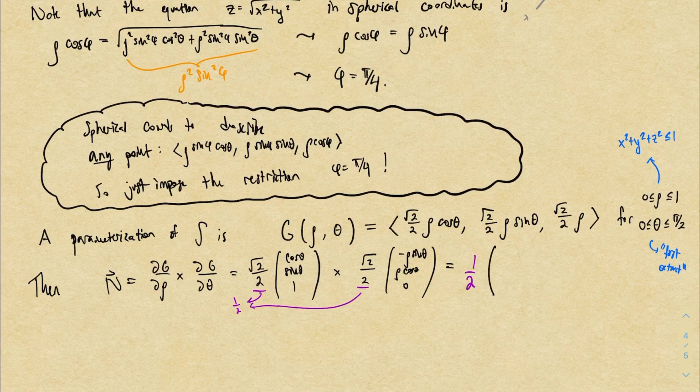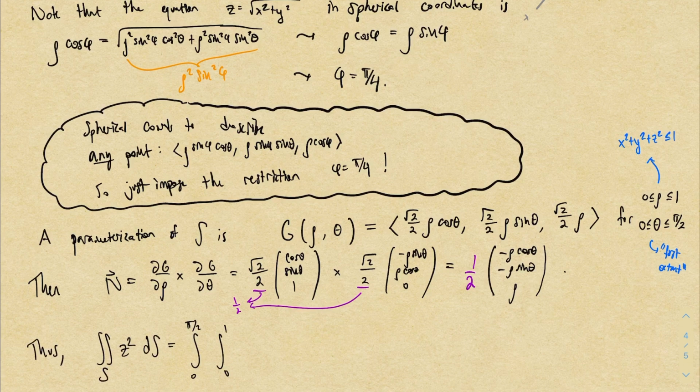Then we take a cross product. These factors of root 2 over 2 you can pop together to get a 1/2. And then the cross product should be negative rho cosine theta, negative rho sine theta, and rho. And then from here there's nothing fancy. Set up the integral. Bounds go from 0 to pi over 2 for theta and 0 to 1 for rho. That came from the parameterization. Now, the function z squared, we have to change with our new parameterization. The z component of the parameterization is root 2 over 2 rho. So we get that expression squared. Then I multiply by the norm of the normal vector.